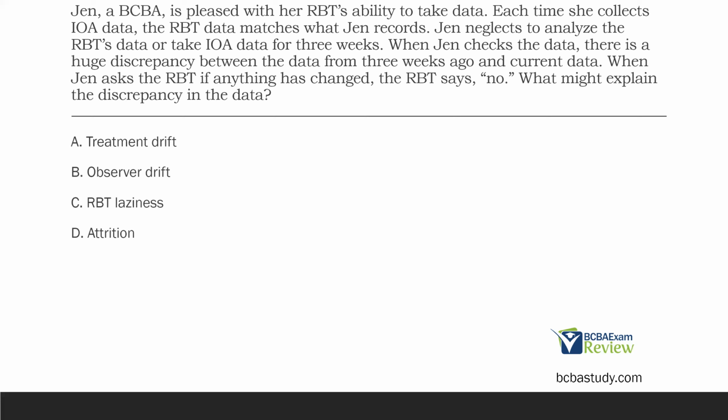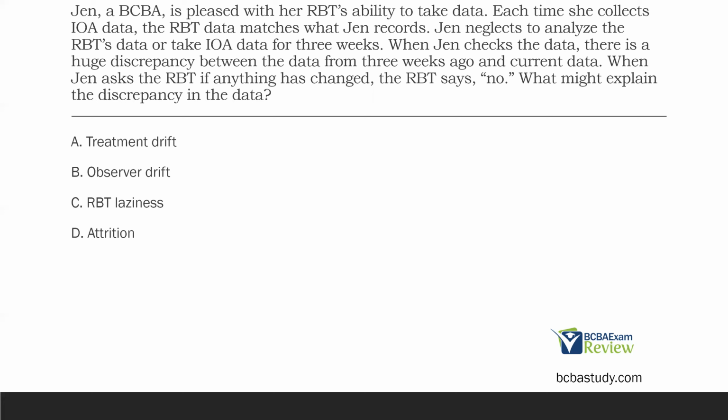So Jen makes a pretty common mistake for BCBAs where you have an RBT that you really trust, and you have maybe some other cases that you're paying more attention to, and you just neglect some things, right? It happens. It's a mistake. It can be fixed, okay? But Jen comes back and sees her data is all messed up, right? It looks nothing like it did 3 weeks ago. The RBT says nothing has changed. I don't know what's going on.